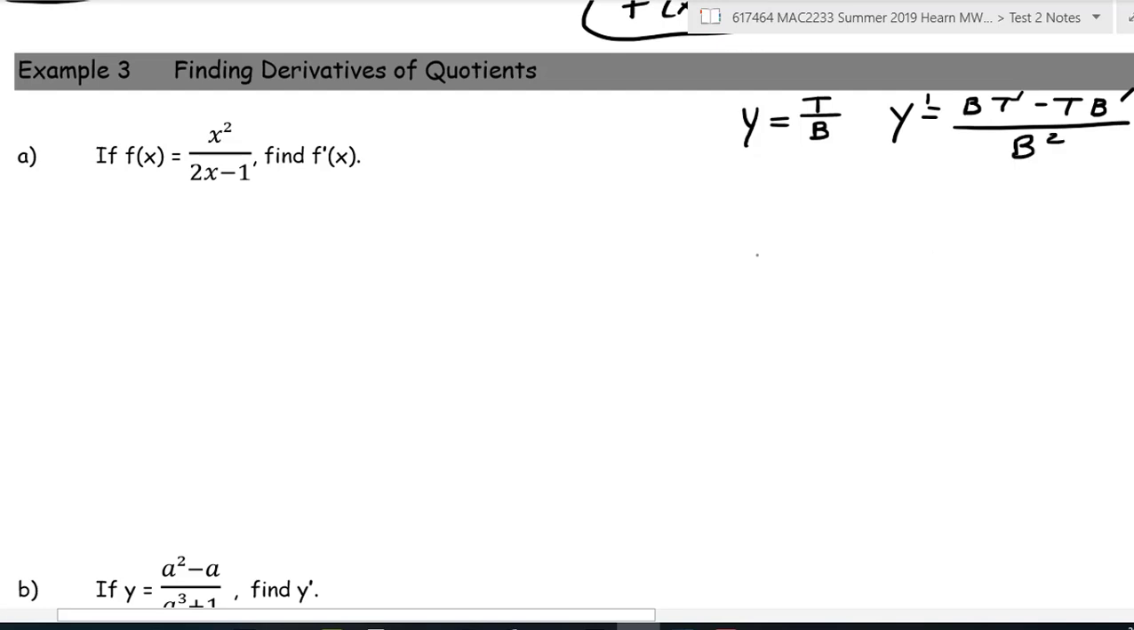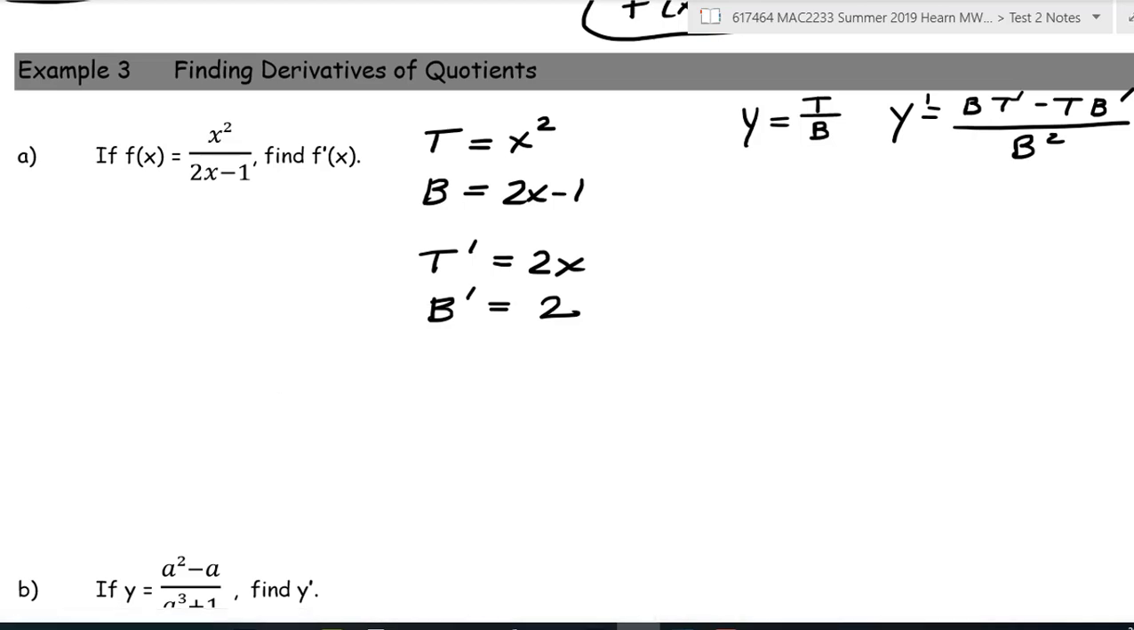So once again, you're going to need to know the derivative of each part of the function. In this case, we have f of x equals x squared over 2x minus 1. So we're going to think of the top part of the function as the x squared, the bottom part as 2x minus 1. The derivative of the top would be 2x, and the derivative of the bottom would be just 2. Now we're going to fill in our pattern.